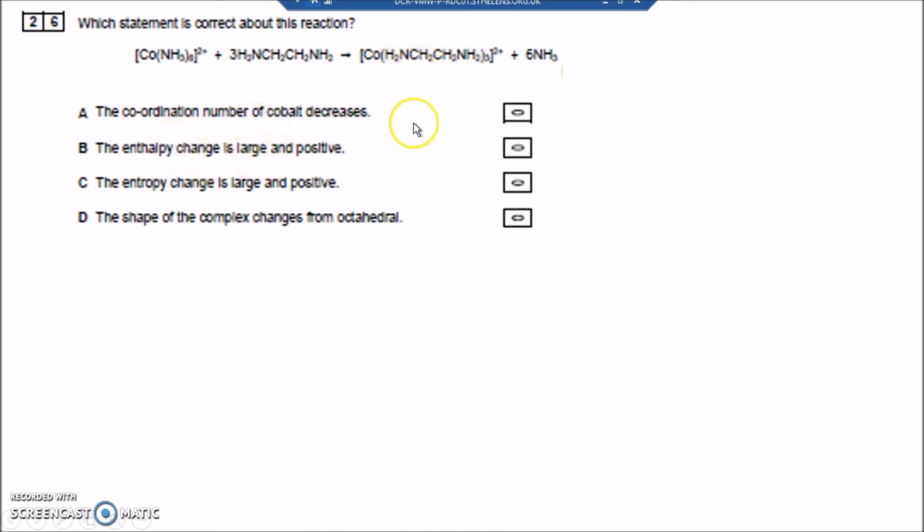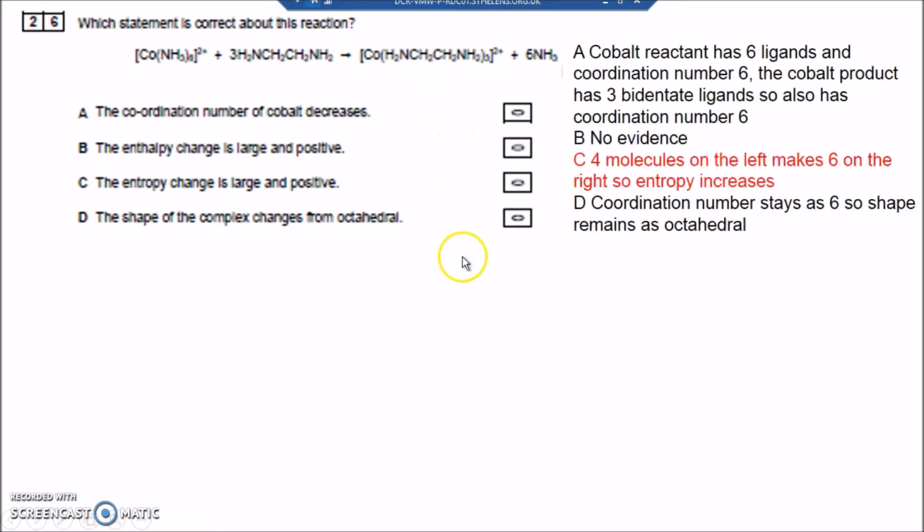The enthalpy change is large and positive. Well, we have no evidence of that whatsoever. The entropy change is large and positive. So I've got 4 molecules forming 7, so I'm getting more disorder by making 7 molecules on the right from 3 on the left, so C is correct. The shape of the complex changes from octahedral. Now it's still octahedral, it's still got 6 dative bonds around it, even though it's got 3 ligands. They've each got 2 dative bonds from each ligand, so it's still octahedral, because that's a bidentate ligand. So your answer is C.